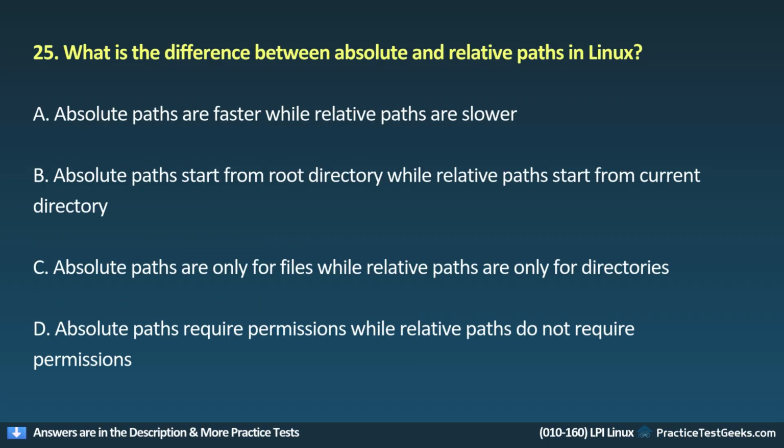25. What is the difference between absolute and relative paths in Linux? A. Absolute paths are faster, while relative paths are slower. B. Absolute paths start from root directory, while relative paths start from current directory. C. Absolute paths are only for files, while relative paths are only for directories. D. Absolute paths require permissions, while relative paths do not require permissions.